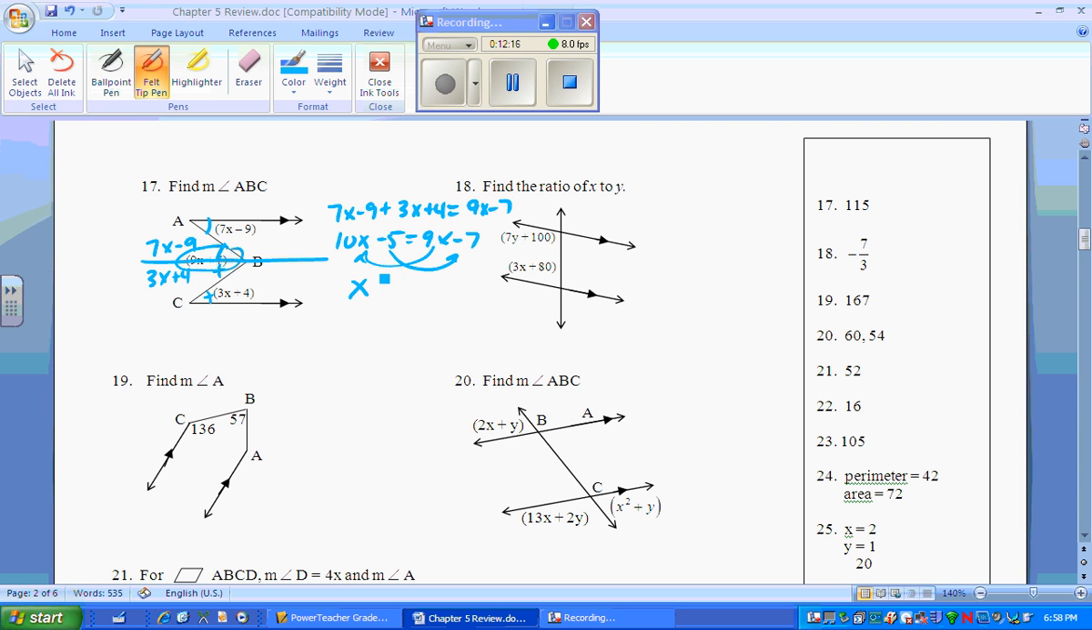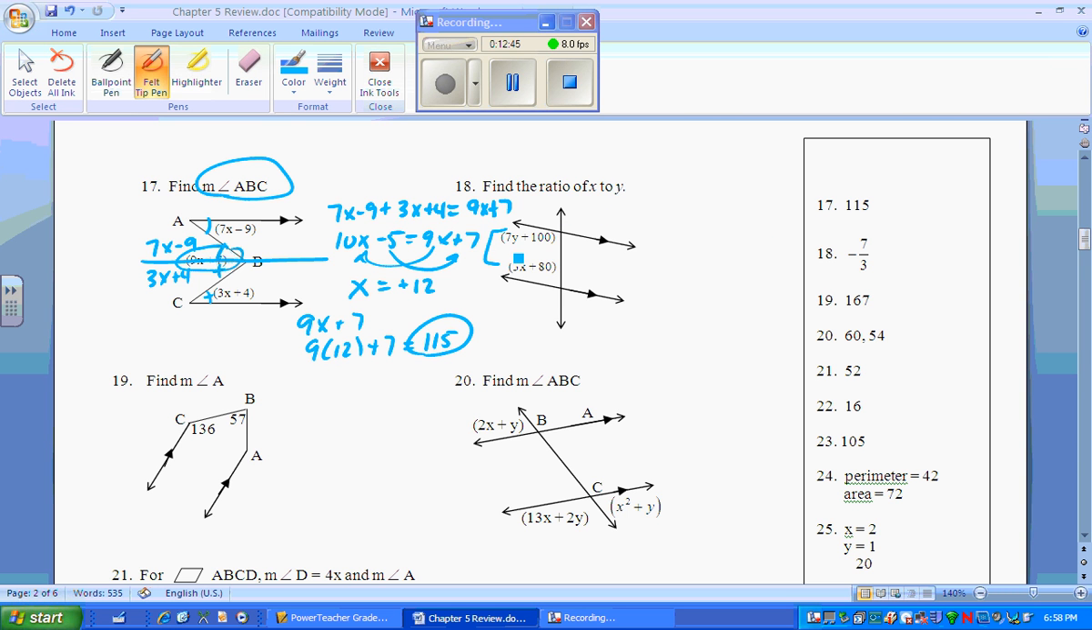So what do we get? We get x over here, adding 5. Apologize, this is a plus 7. So adding 5 here, x is equal to 12. And we want the measure of angle ABC. That's 9x plus 7. So we do 9 times 12, add 7 more, equaling 115 for our answer.